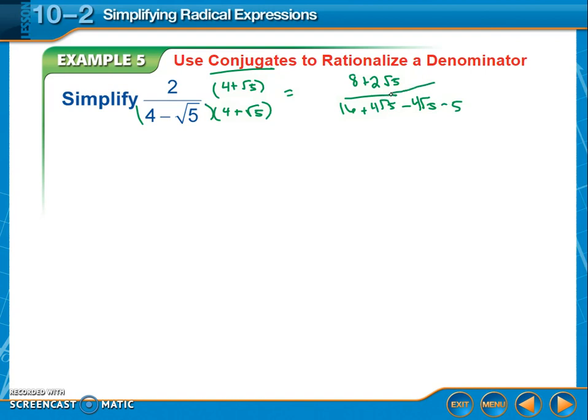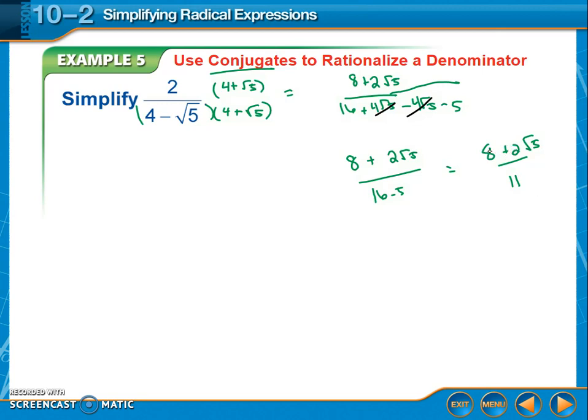And then I want to go through and simplify this. So on the top, there's not anything I could really do. I leave it as 8 plus 2 square root 5. But on the bottom, the middle terms end up canceling each other out. So you have positive 4 square root 5 and negative 4 square root 5. 16 minus 5, or in our case, 11. So you get 8 plus 2 square root 5 over 11. And now there's nothing more you can do to simplify this because 11 doesn't go evenly into 8 or 2.